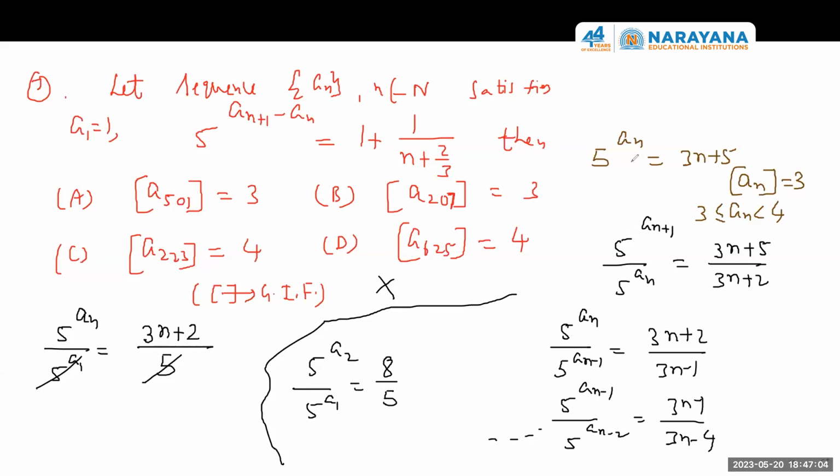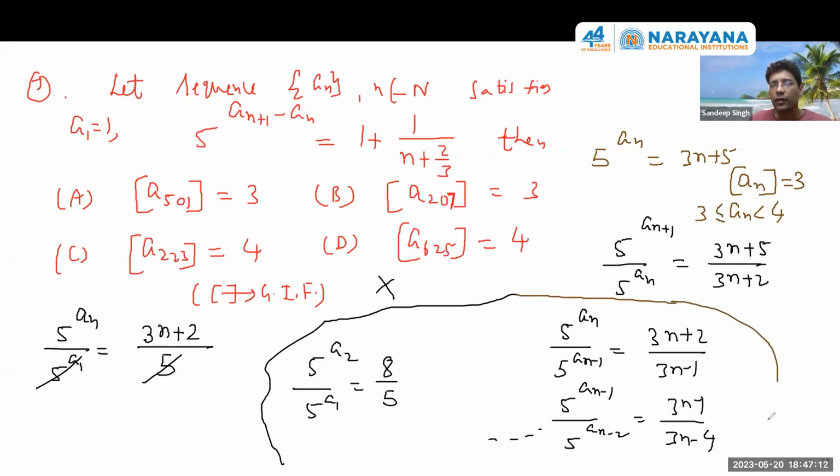Sir, after telescopic cancellation, 5 power an plus 1 will remain, no, sir? I have not taken from 5 power n plus 1. I have started from here. So an is from 3 to 4. If you put an equal to 3, this will start from 5 power 3, 125, till 5 power 4, 625. So what is the minimum allowed value of n? It is 41.